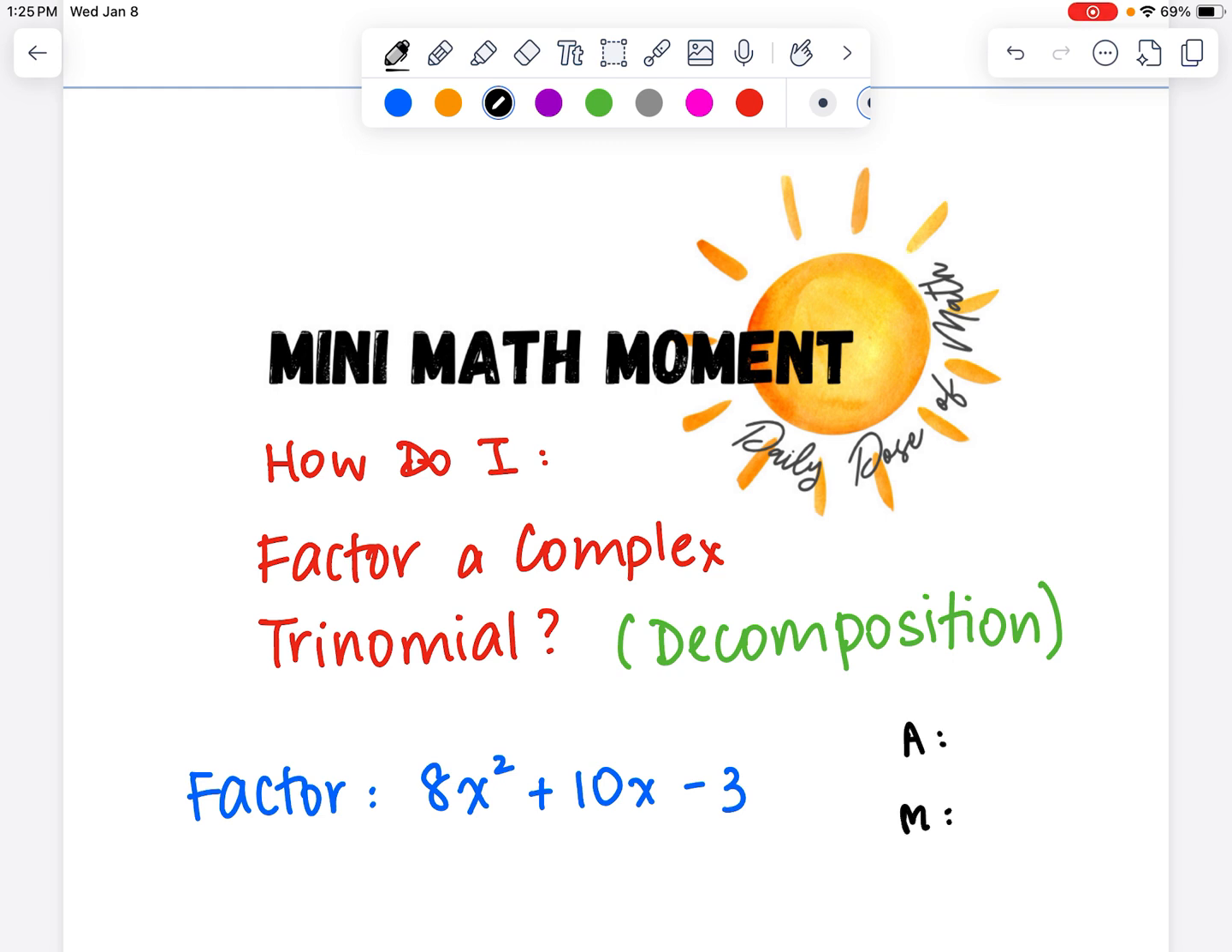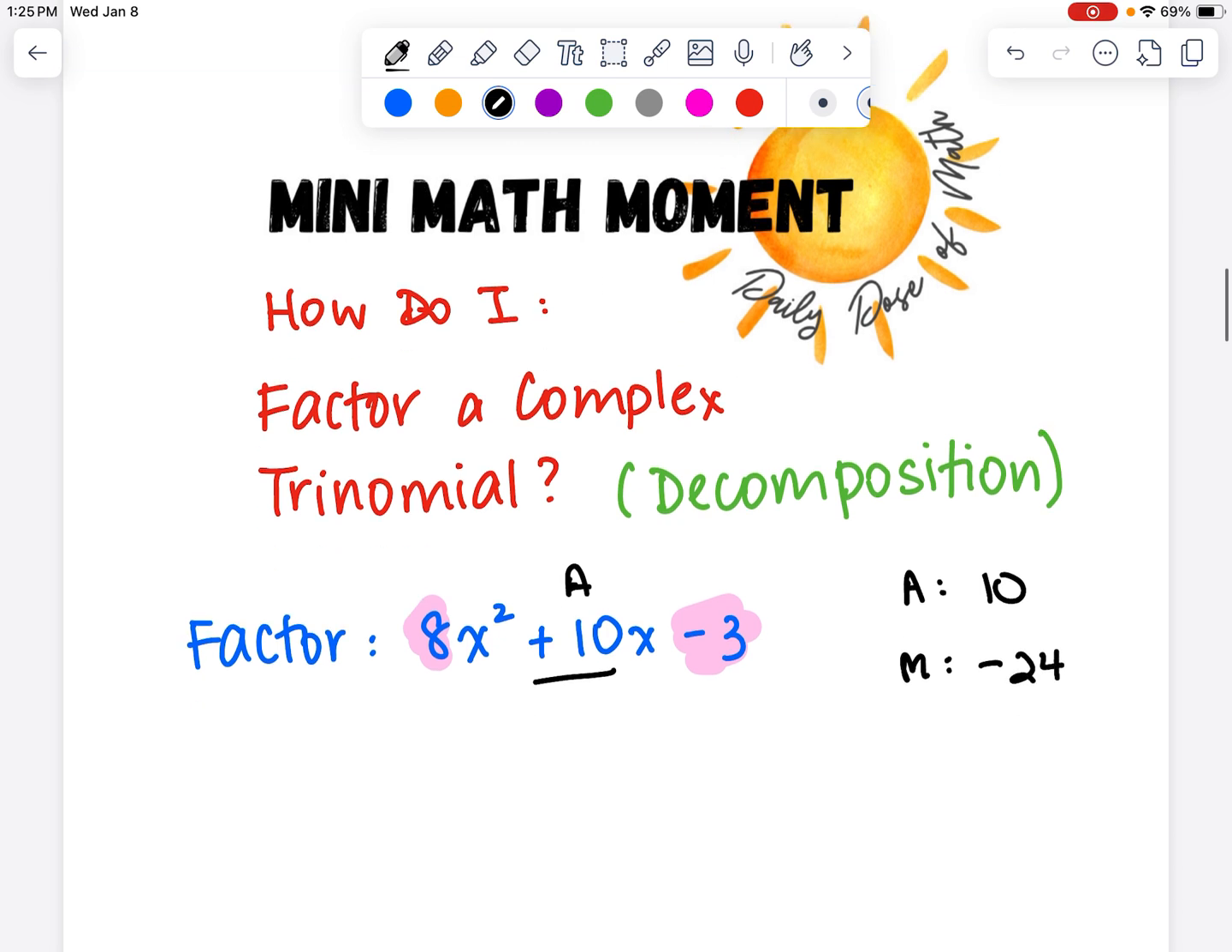So what are our target numbers? I still want them to add to 10, the coefficient of x. And if they're not in order, please put them in order of x squared, x, and then constants. Now for the multiplication one, however, you need to find two numbers that multiply to the product of a and c, the coefficient of x squared and just c, the constant. So 8 times negative 3 gives me negative 24.